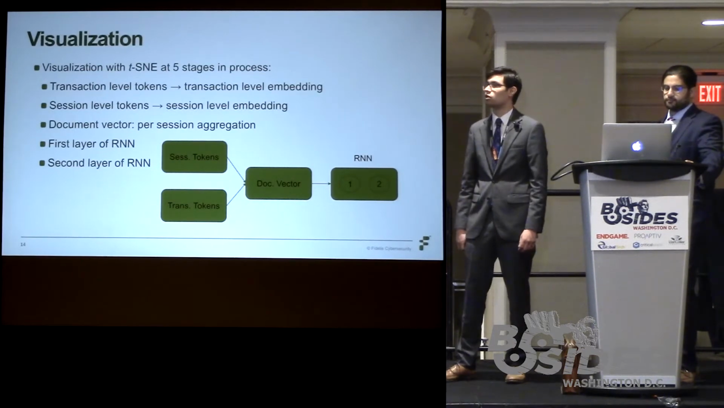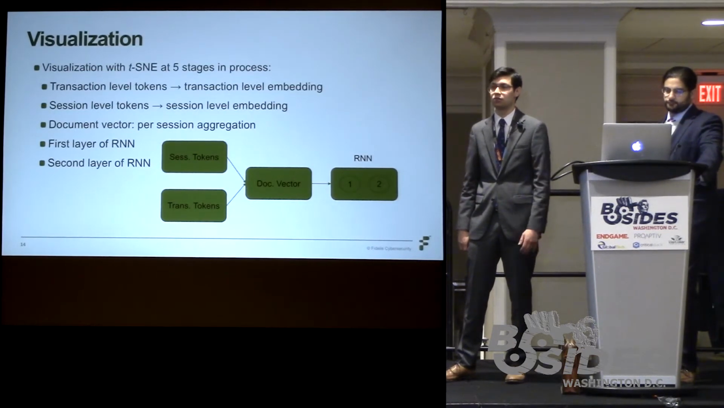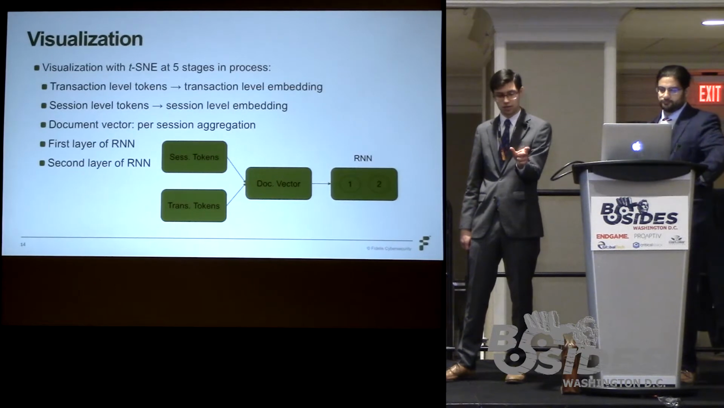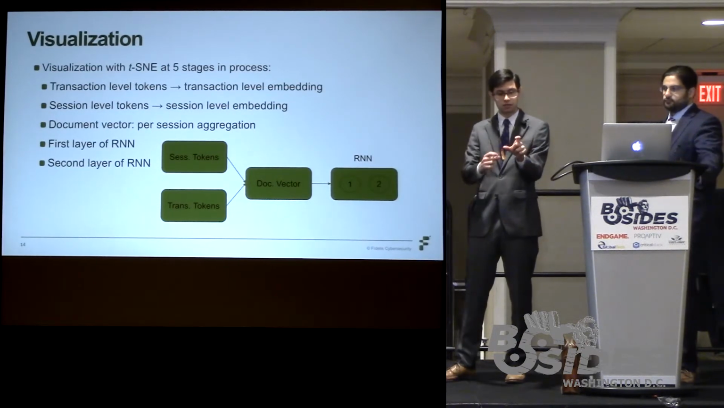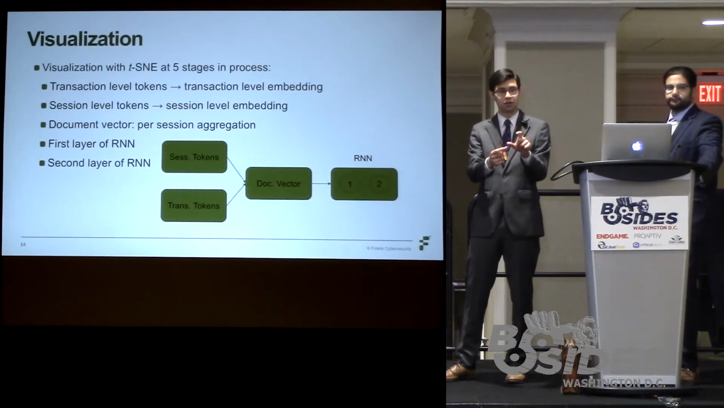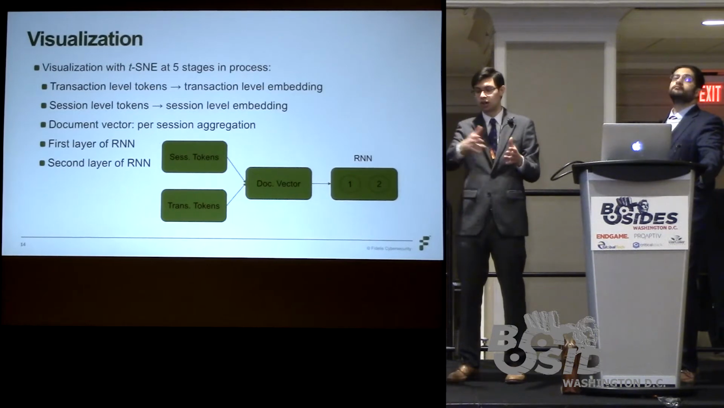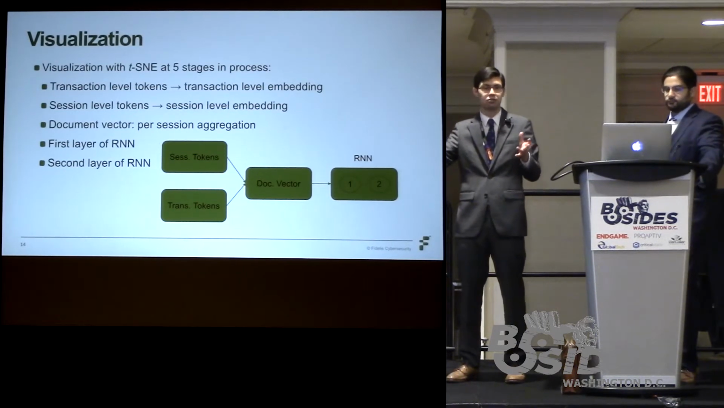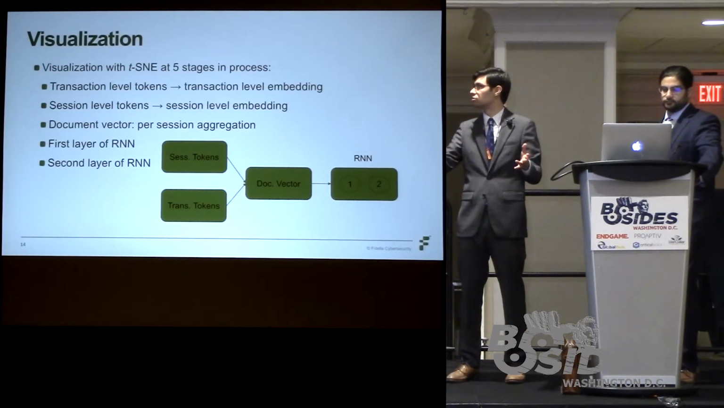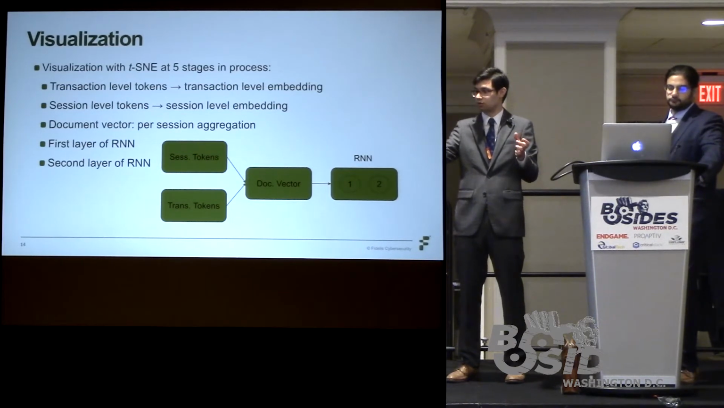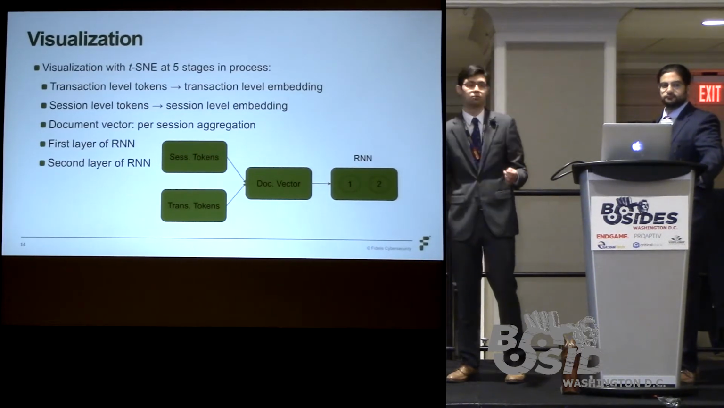t-SNE is an award-winning dimensionality reduction technique that essentially builds a probability distribution between the similarity of every 2 points in this high dimensional space, and as it projects down to 2 dimensions or 3 dimensions or whatever dimension you choose to reduce to, it makes sure that probability distribution is preserved.